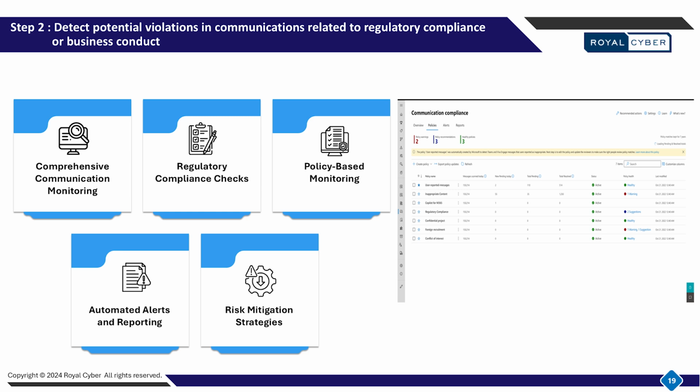Next, Purview helps you detect potential violations in communications. It monitors emails, messages, and other communication channels for content that might breach regulatory compliance or company policies, right? For example, again, if someone tries to share sensitive customer information via email, Purview can now automatically detect this and take predefined actions such as alerting administrators or blocking the communication, right? So this constant monitoring helps you ensure that your business conduct aligns with compliance requirements and internal guidelines, therefore reducing the risk of regulatory violations.